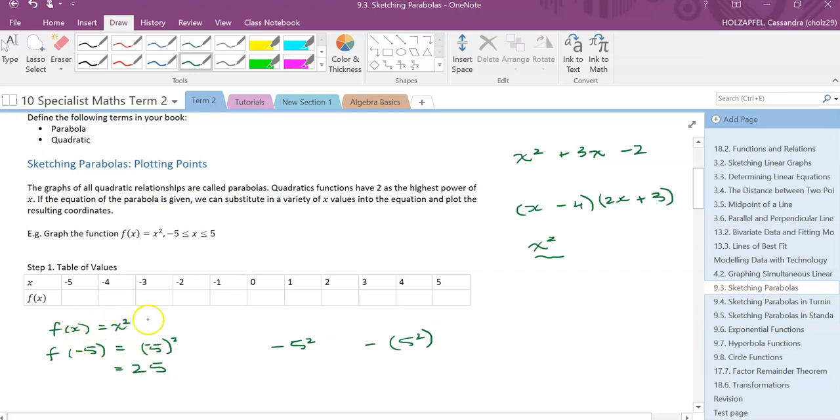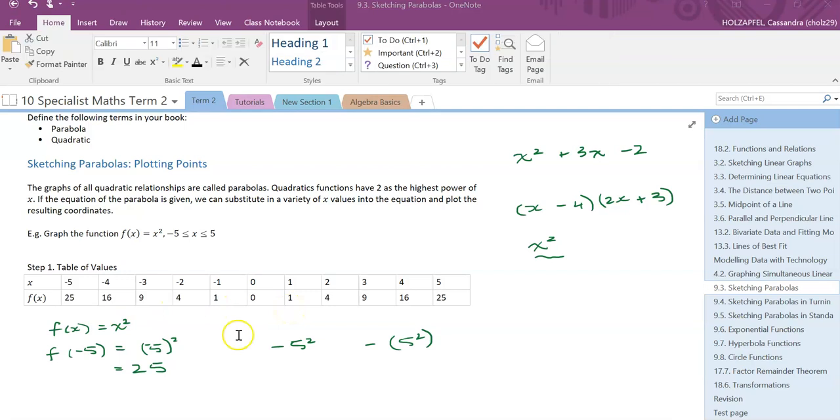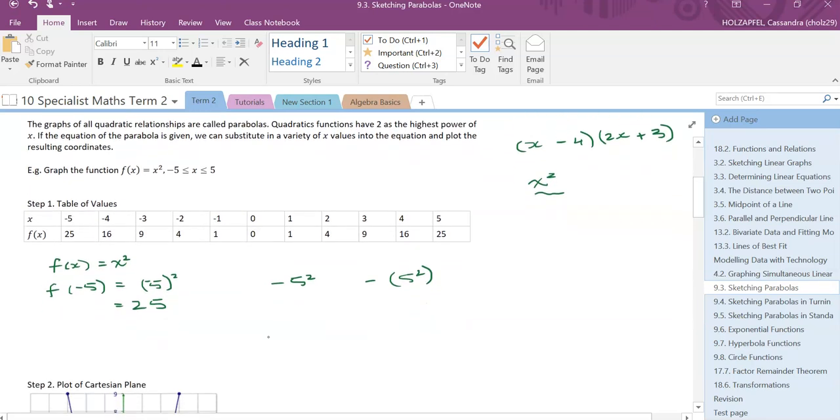And so then I'm going to do the same thing for each of these, and I'm just going to fill out this table. Okay, so if you're going to do this by hand, this does take a little bit of time. You can do it in Excel as a function and then just click and drag the cell and it will do it instantaneously.